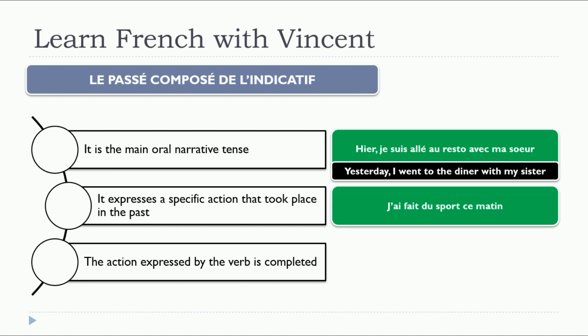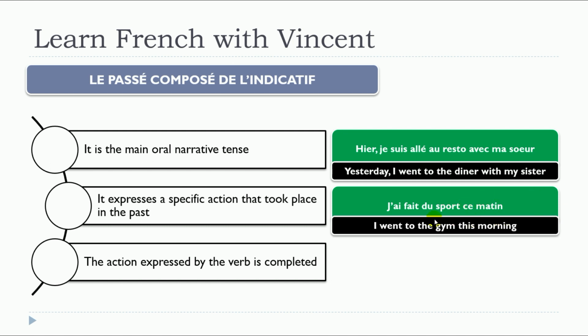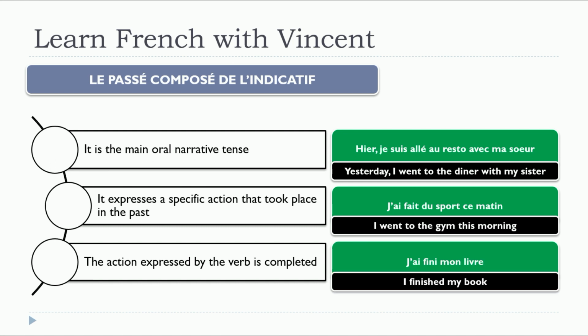The second one, j'ai fait du sport ce matin. So in that situation, I took this example to really emphasize on the fact that it was an action. J'ai fait du sport ce matin. So clearly it's in the past, but it was something that you did. And the last one, j'ai fini mon livre. J'ai fini mon livre. That's it.